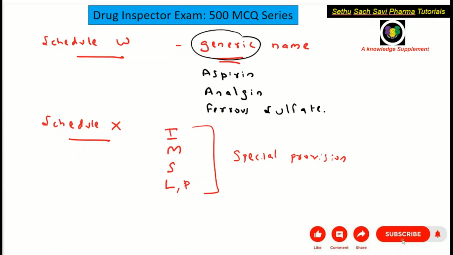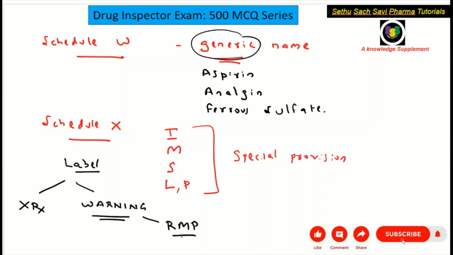And in the label, in the case of Schedule X, in the top left corner, the symbol XRx would be there. Also, the word warning would be there. Warning means it has to be sold by retail on the prescription of a registered medical practitioner only. So the symbol XRx and the word warning would be there in the case of Schedule X.